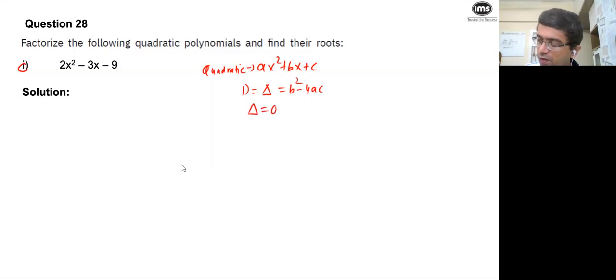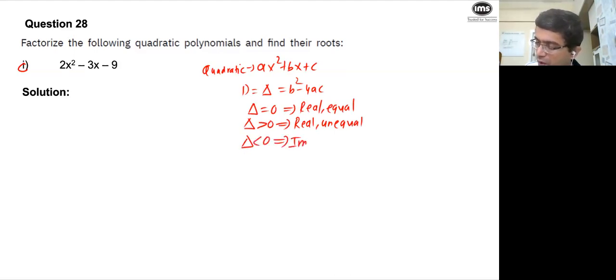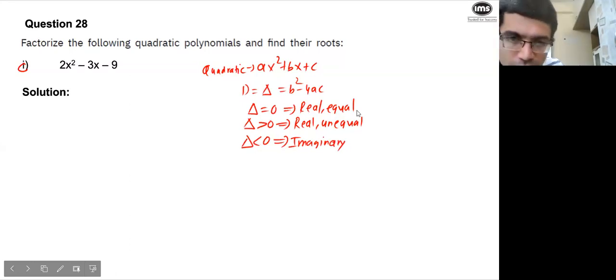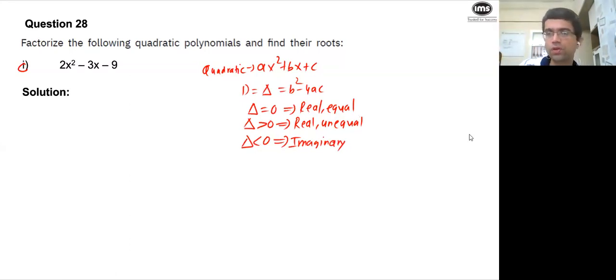Correct? If delta is equal to 0, what do I get? I get real and equal roots. If delta is greater than 0, what do you know from the pre-class videos? It is real but unequal roots. Correct? And if delta is less than 0, you get imaginary roots. This is a property that you keep using many times. When we learn quadratic equations in detail, you would use these properties quite often when we draw the quadratic curves, etc.